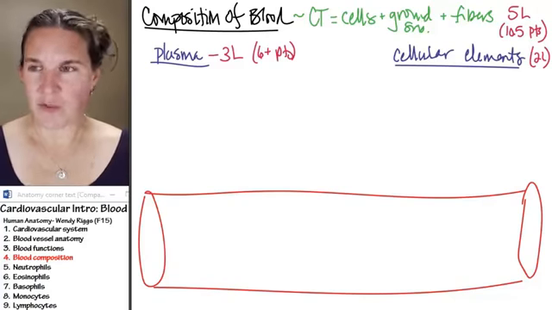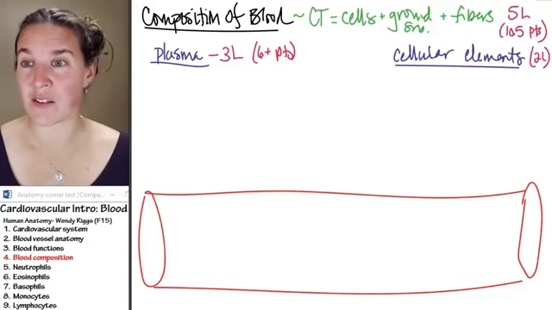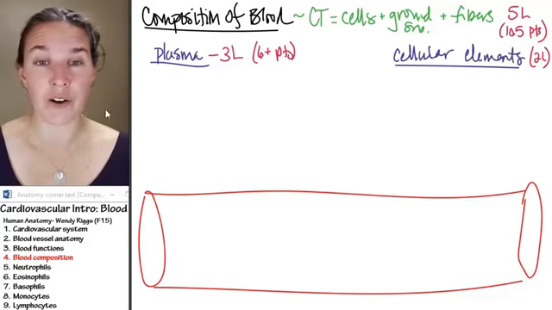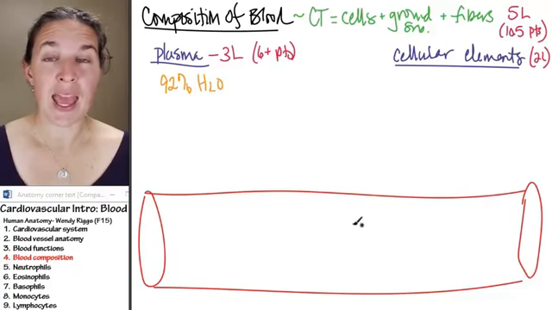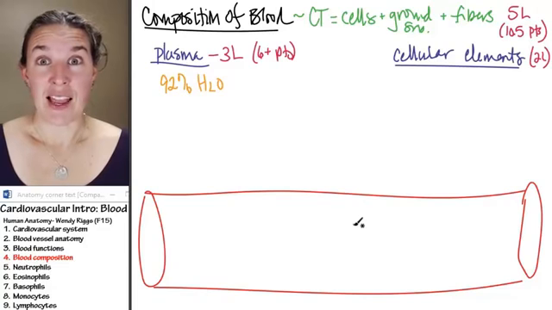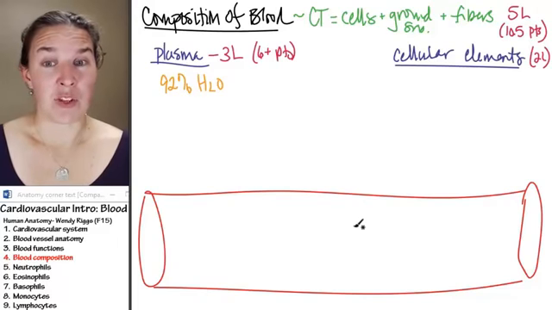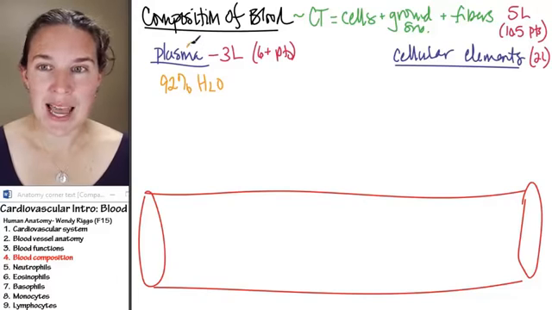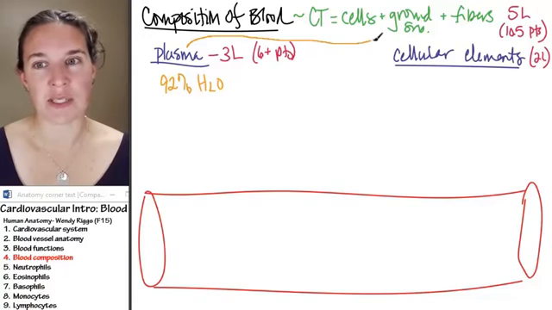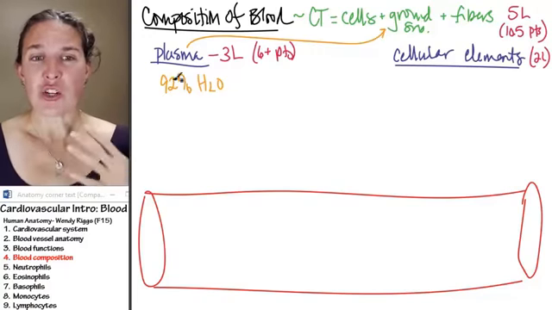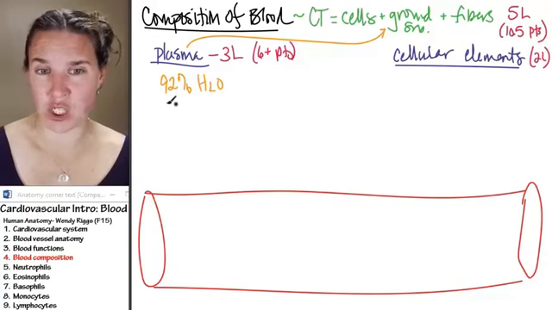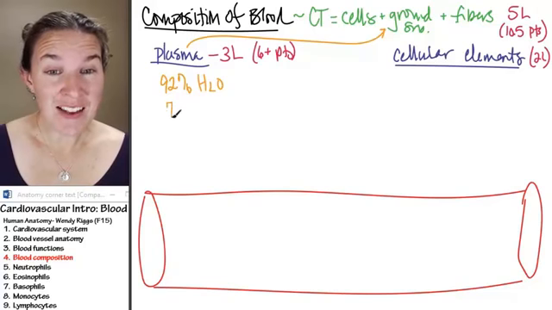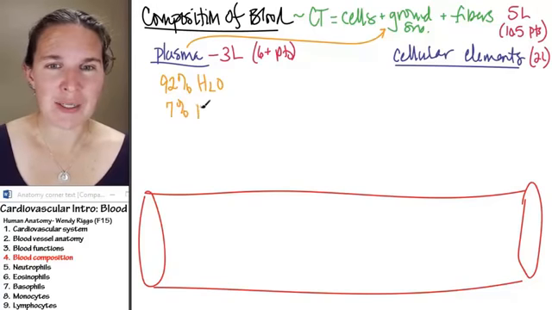Let's talk about our plasma first. 92% of your plasma is water. 92% water. And that's how we ended up with it being fluid. The plasma is actually your ground substance. Your plasma has stuff in it, which are considered our fibers. About 7% of your plasma is proteins.